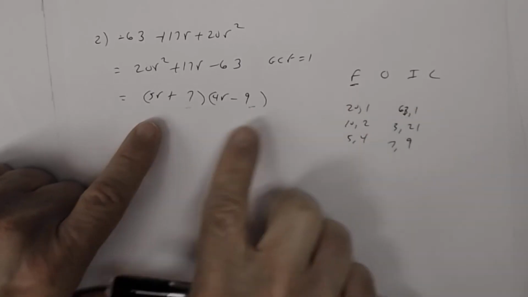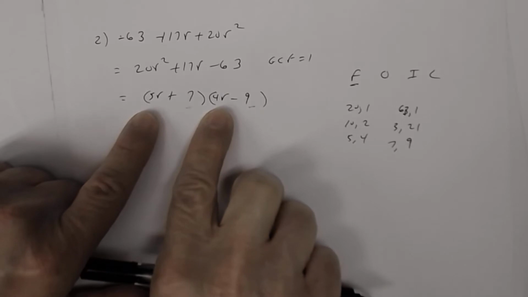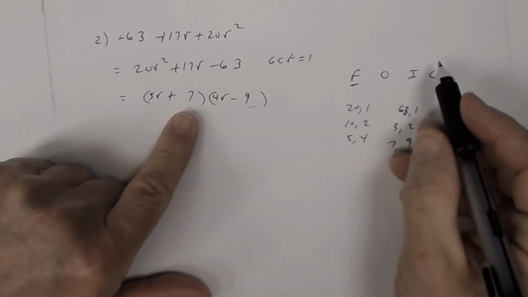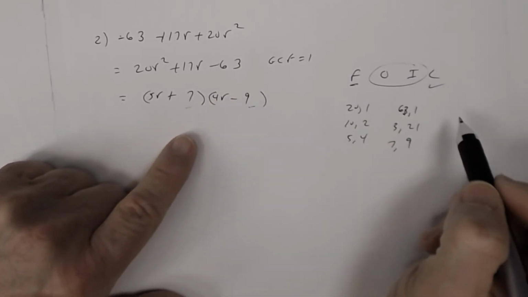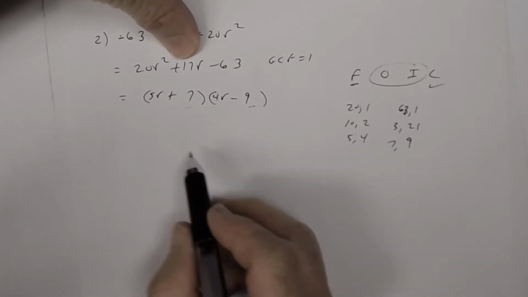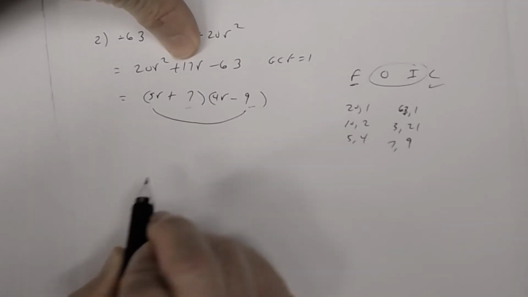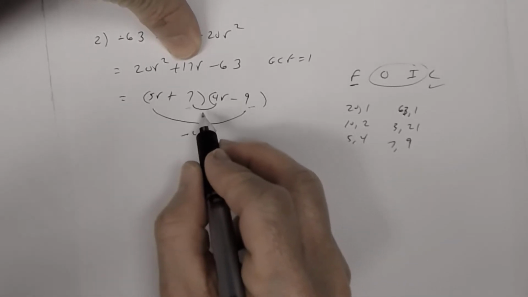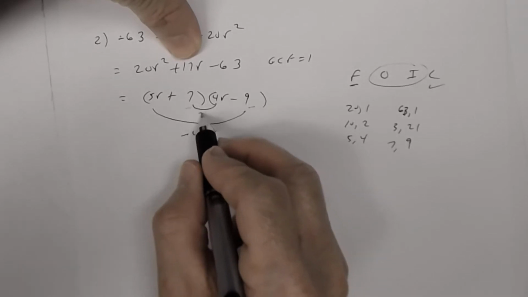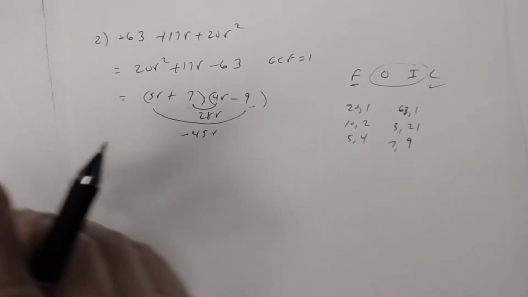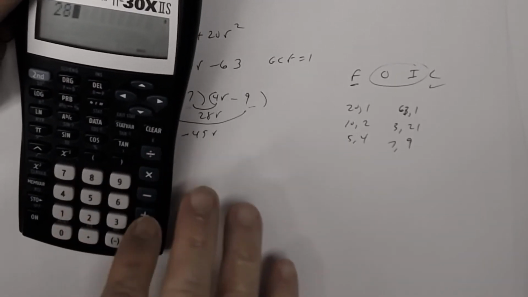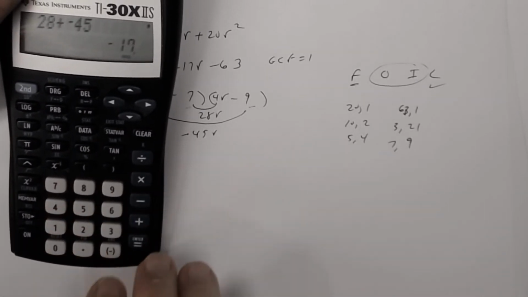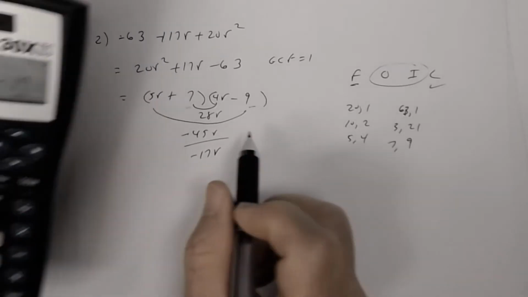Okay, so FOIL. So 5R times 4R is 20R squared. A positive 7 times a negative 9 is a negative 63, so I'm good with my L. Now let's do the outer and the inner, because remember you want that middle term. So the outer, what is 5R times a negative 9? Okay, that's negative 45R, right? What is 7 times 4R? Well, that's 28R. And when I add these, what's 28 plus a negative 45? That gives me negative 17, right? So that's negative 17R. Is that what you wanted?